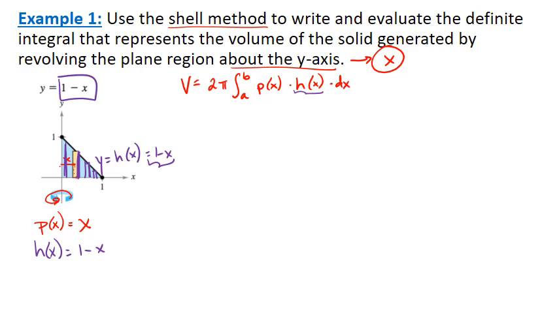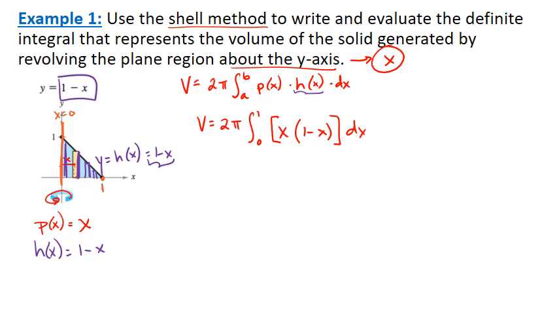The only other thing we need for our formula are limits of integration, a to b here. In this case, remember, we are dealing with x values. Our region is sandwiched in between an x value of 0 and an x value of 1. So my limits of integration are from 0 to 1. Let's go ahead and write this formula. We end up having 2 pi times the integral from 0 to 1 of p of x, which is x, times h of x, which is 1 minus x, dx.